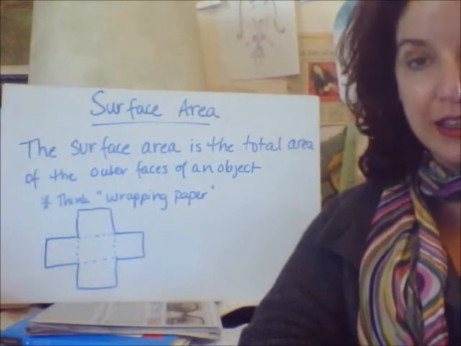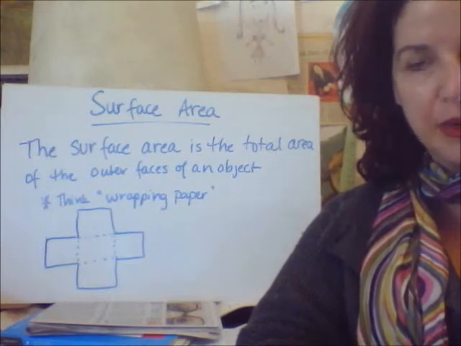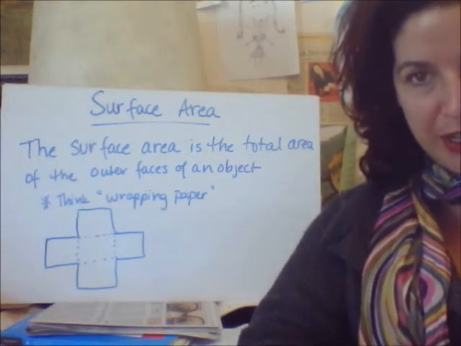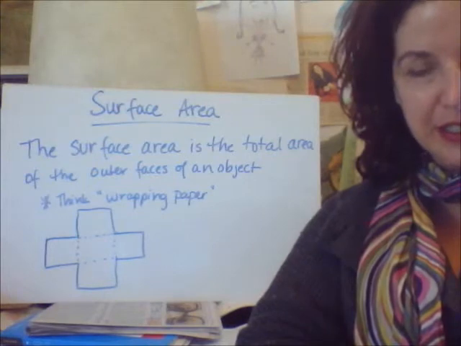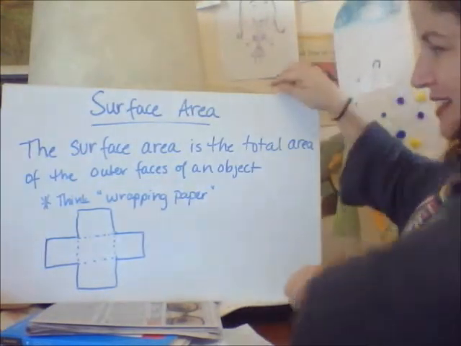And one way you can tell that there's quite a difference is that when you measure surface area, you're measuring it in square units, so centimeters squared, instead of cubic units, so in terms of centimeters cubed. If that makes sense. Okay, so let's have a look.